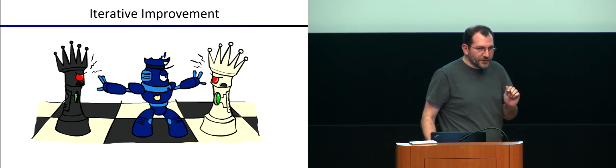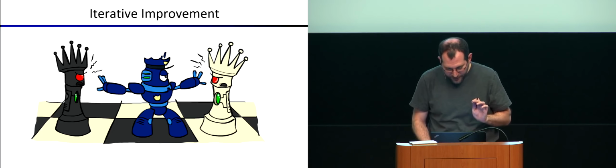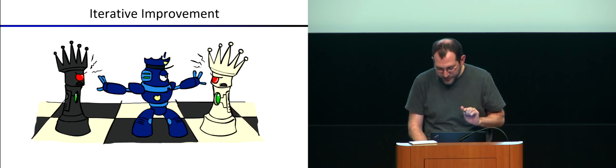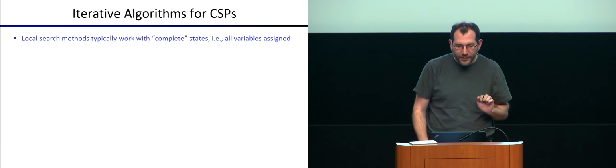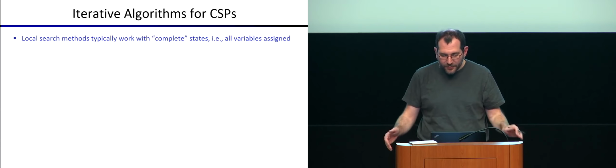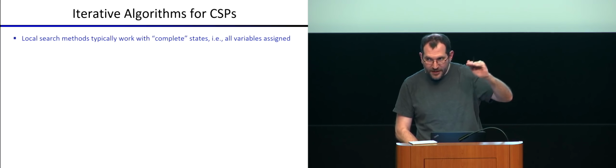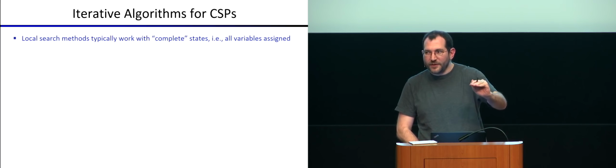Iterative improvement is our first time we're going to see a randomized algorithm. And it works in a very, very different way and actually generalizes to local search methods in general. So local search, iterative algorithms for CSPs, is our first example of a local search. These methods work with complete states, which means rather than partial assignments, where at the end, if you've survived that long, you have a complete assignment.